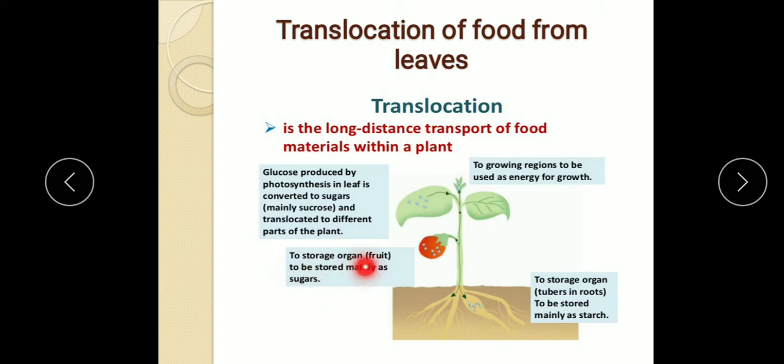This food can be stored in the fruit also, and this food is utilized by the plant to get energy in the growing parts, and this food can be stored in the storage organs also, like tubers. So, this is translocation of food.